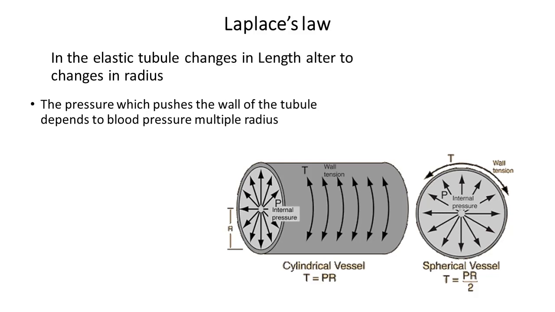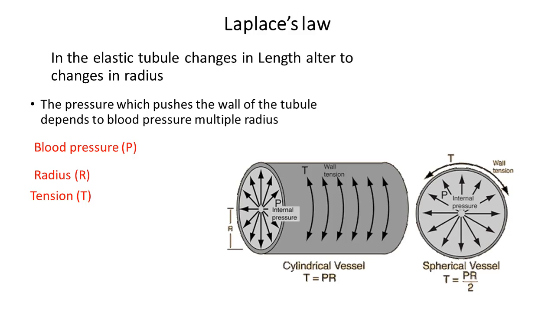The pressure which pushes the wall of the tube depends on blood pressure multiplied by radius. You can see each definition and abbreviation: T as tension, radius as R, and blood pressure as P. And for spherical vessels, we have T equal PR divided by 2.